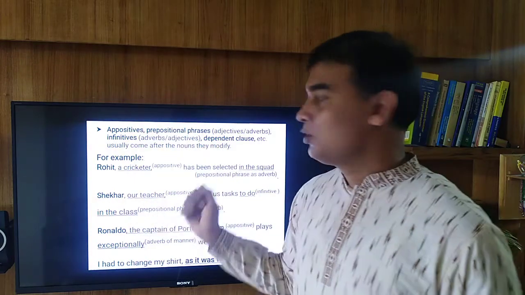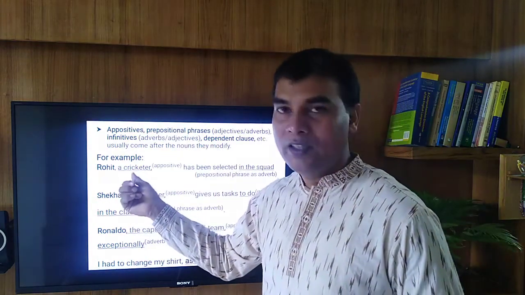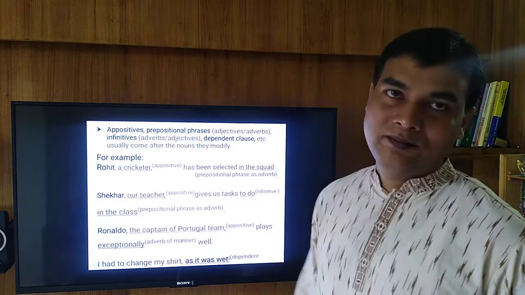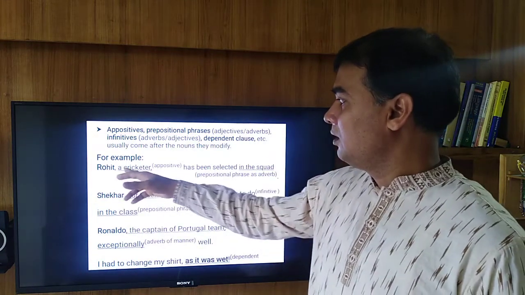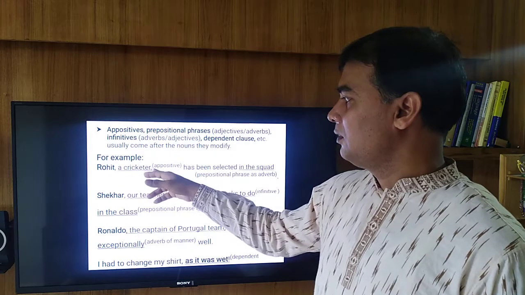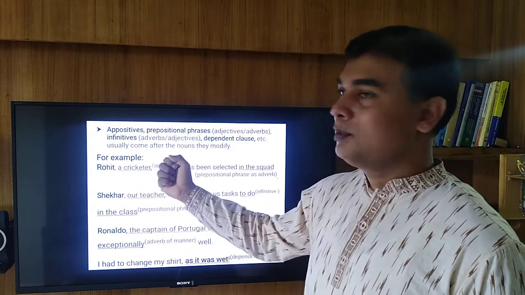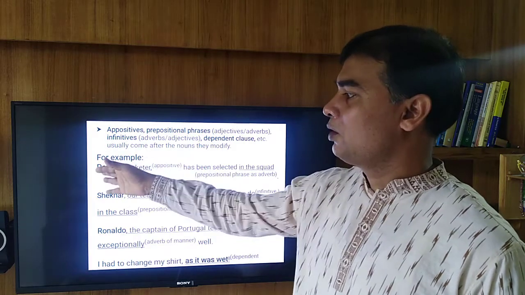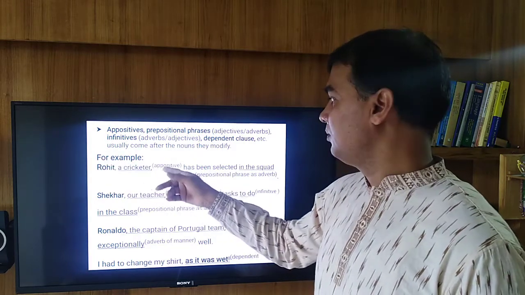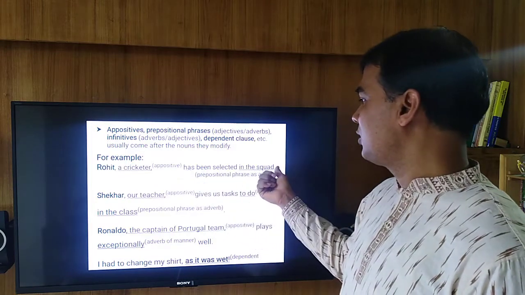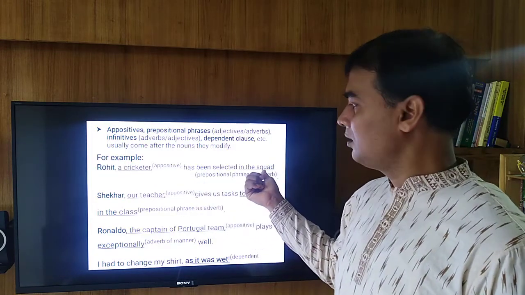Now in the examples, number one: Rohit, a cricketer, has been selected in the squad. Here you see "a cricketer." This is an appositive because "a cricketer" gives extra information about Rohit. So this is an appositive, which comes as a post-modifier. And "in the squad" is a prepositional phrase.